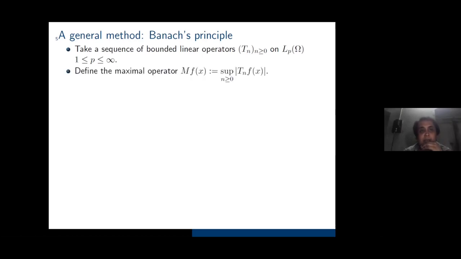And then you define this maximal operator. You take a function f in L^p, then you look at T_n f of x, and you take the supremum over all n greater than or equal to 0. This is also called the maximal function. This M is not linear; it is sublinear. This kind of maximal function is very popular in Fourier analysis also.